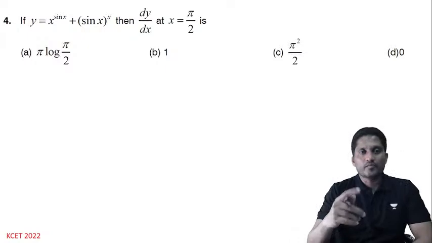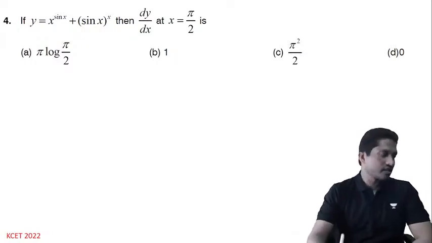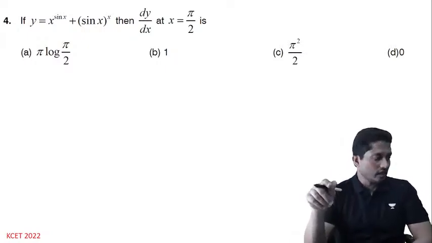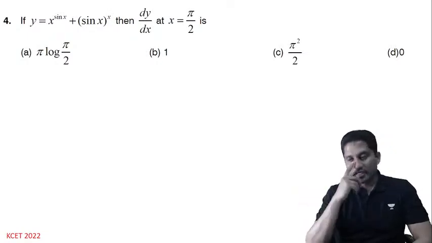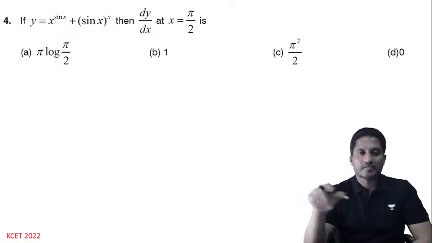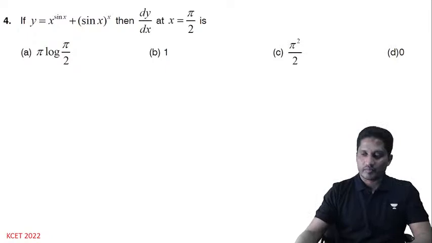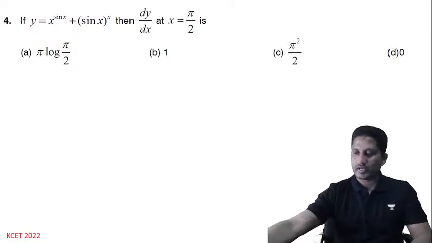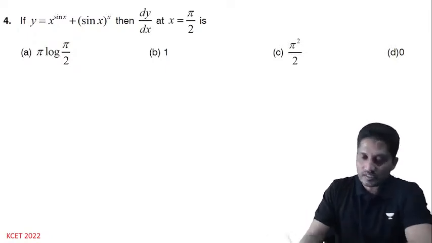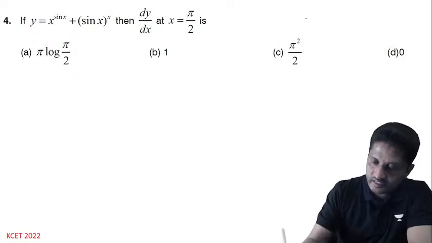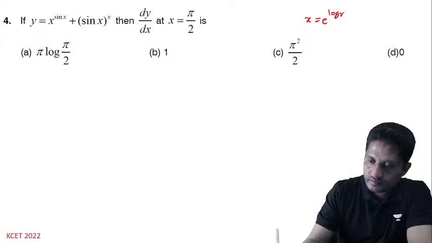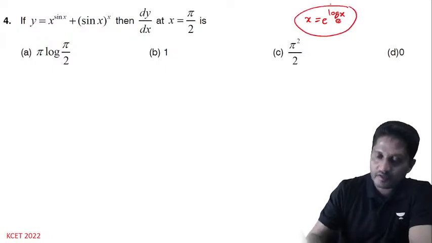Alright, now listen, actually in boards you will do this, right? Logarithmic differentiation. In boards you will take u and v and then take log on both sides, differentiate, and you get a lengthy method, isn't it, guys? You do that in boards only. See, actually x is equal to e power log x to the base e. x is the same as e power log x.